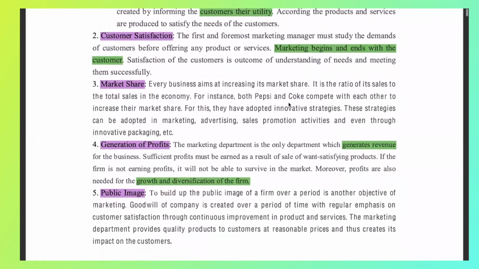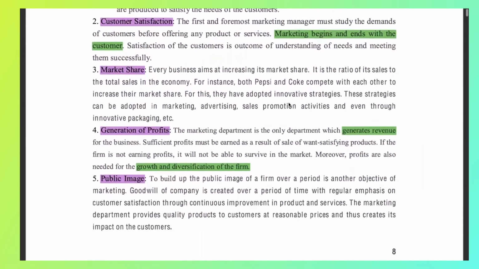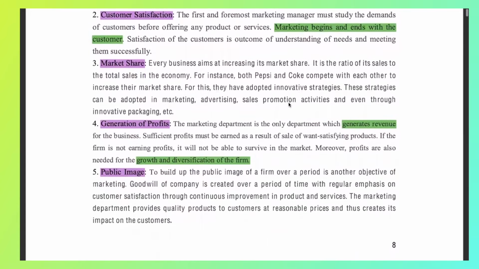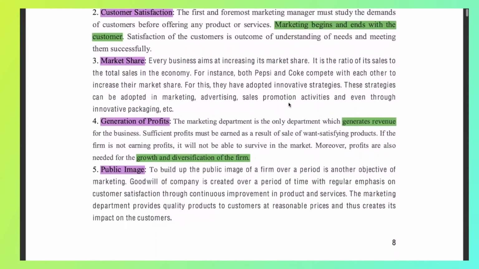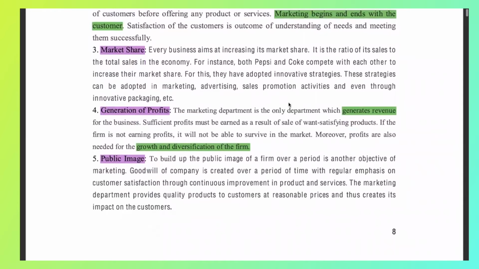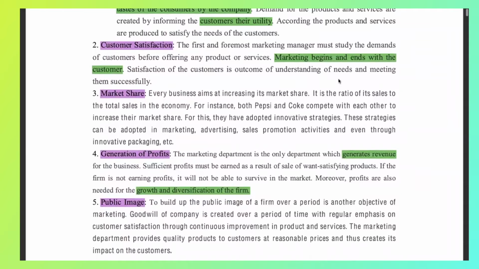Second is customer satisfaction. The first and foremost thing a marketing manager must study is the demands of customers before offering any products or services. Marketing begins and ends with the customer. You'll study more about how it begins and ends with the customers, and satisfaction of the customers is the outcome of understanding of needs and meeting them successfully. Only if you understand the needs and wants of a customer and you fulfill them, only then will a customer be satisfied. If you don't fulfill them and if you deliver faulty products, then they will not like it and the customer will not be satisfied and they will not buy more products.